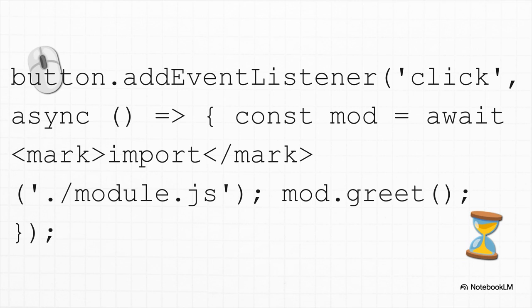And here's what that looks like in real code. We've got a click listener on a button. The first thing you'll notice is the function is marked async. Now inside, we await the import call. Our code literally pauses on this line. It waits for the network request to finish and for the module to be ready. Then, and only then, does the code continue, and we can finally use the cool stuff from the module we just loaded.